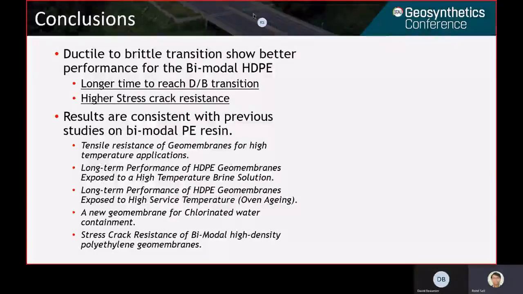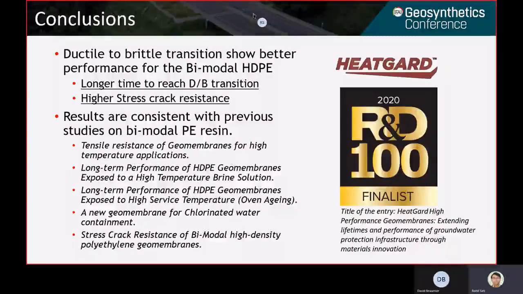We have done all of that, and we are really proud to have recently received the Top 100 R&D finalists award. So Layfield, along with the resin supplier Dow, presented our entry, HeatGuard high performance geomembranes, extending lifetimes and performance of groundwater protection infrastructure through materials and innovation. Very, very proud to have received this prestigious award.